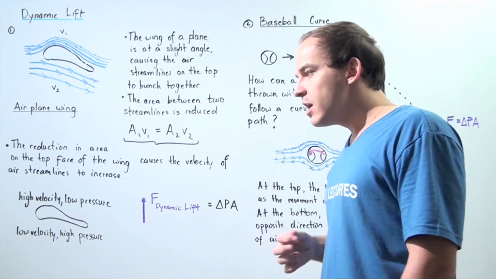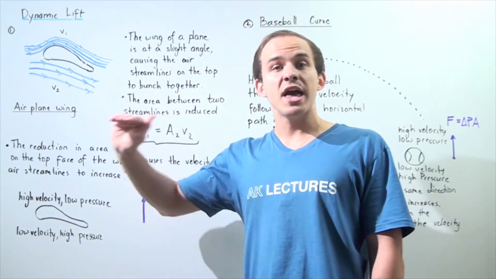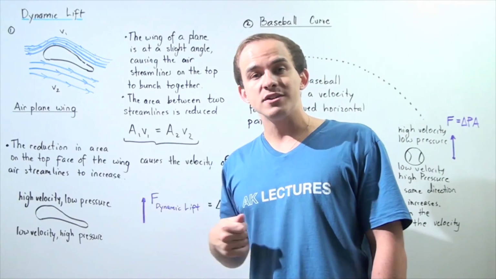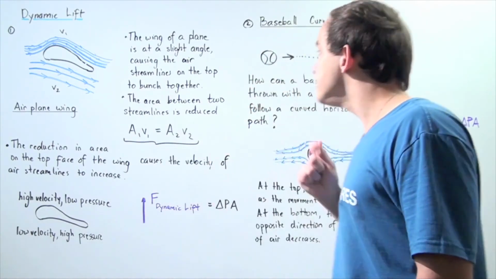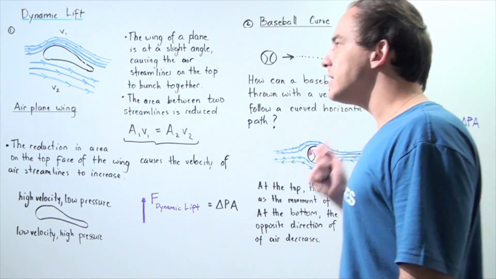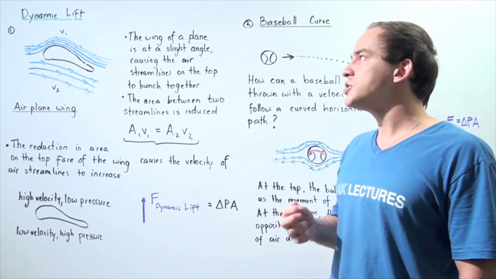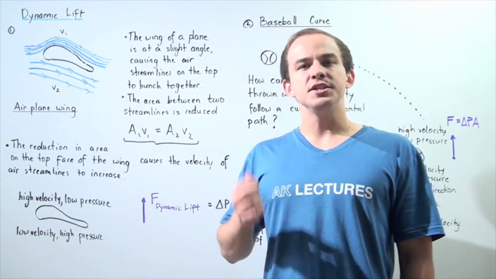So once again, the reason that airplanes are able to fly and remain in the air as they travel along the horizontal axis, and the reason that baseballs or tennis balls are able to curve, is because of a concept known as dynamic lift, which is explained using Bernoulli's principle.